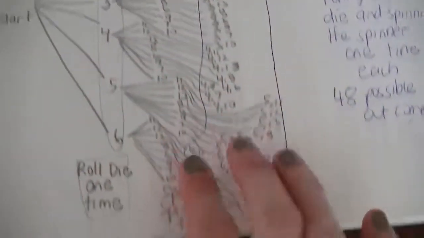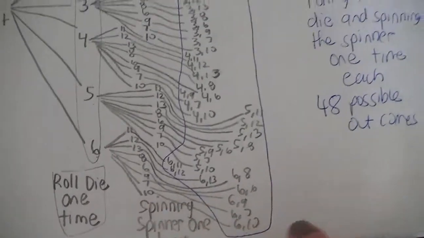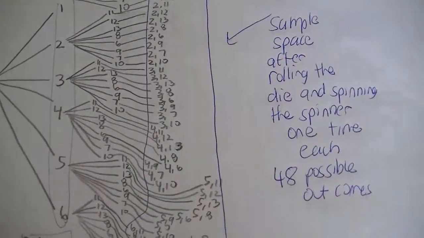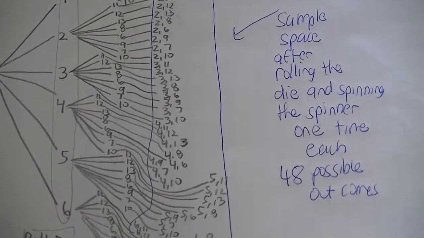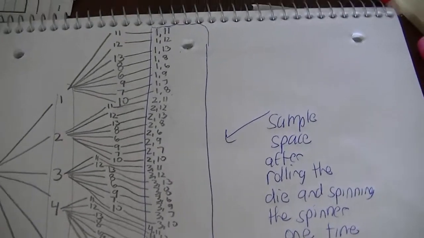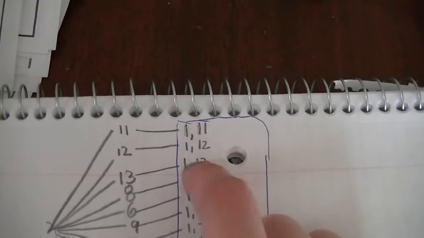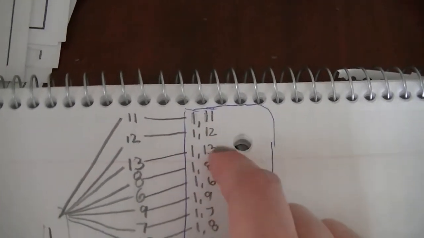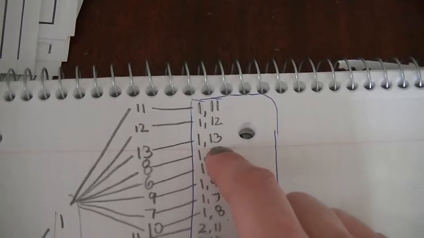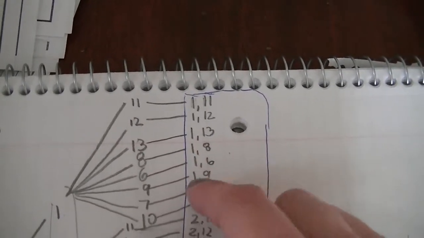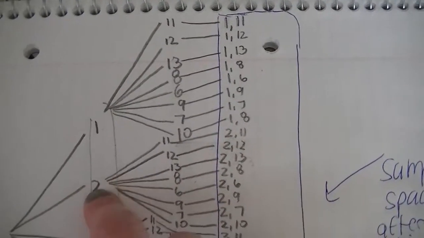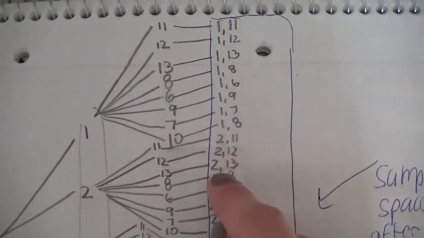After we've done that with the spinner, spinning the spinner 1 time, then that third column, because remember, we're only spinning them 1 time each, you would have the sample space. So you can land on a 1 and then an 11, that's a comma. You can land on a 1 and then a 12. You can land on a 1 on the die and then a 13 on the spinner, 1 and an 8, 1 and a 6, 1 and a 9, 1 and a 7, 1 and an 8. Then let's say you landed on 2 first on the die. Well, on the spinner, when you spin the spinner, you can land on an 11.